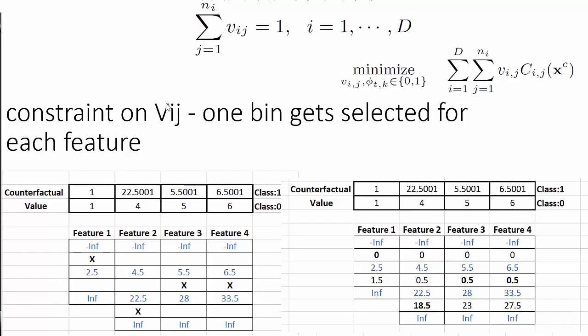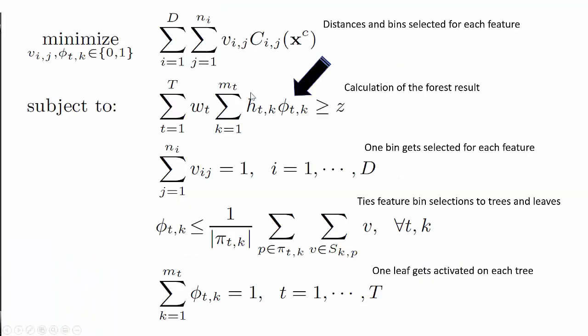Let's now take turns going through the equations of the problem. The third equation depicted here is a constraint on Vij: one bin gets selected for each feature. The solution that we look at here for the final counterfactual solution already satisfies this constraint, with exactly one selected bin in each column.